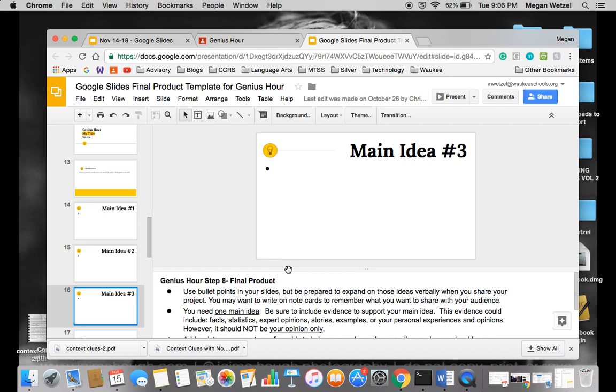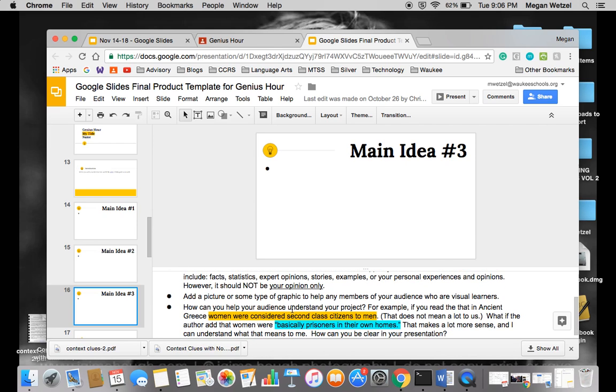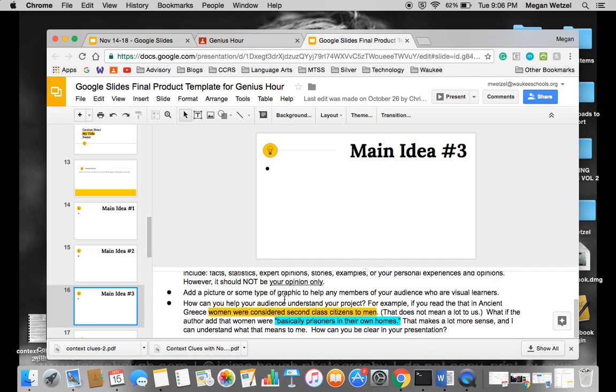The evidence could include facts, statistics, expert opinions, stories, examples, or your personal experiences and opinions. But it should not just be your opinion. You have to have actual facts and data to support. Add a picture or some type of graphic to help any members of your audience who are visual learners. How can you help your audience understand your project?